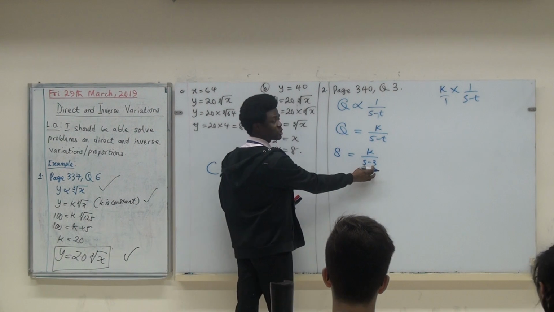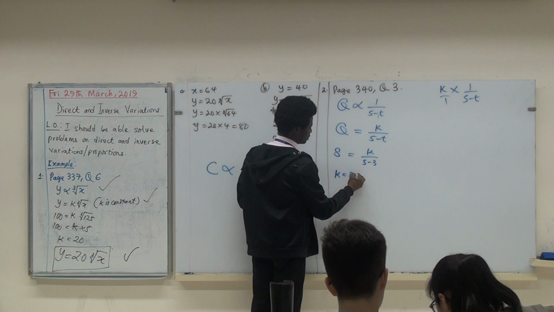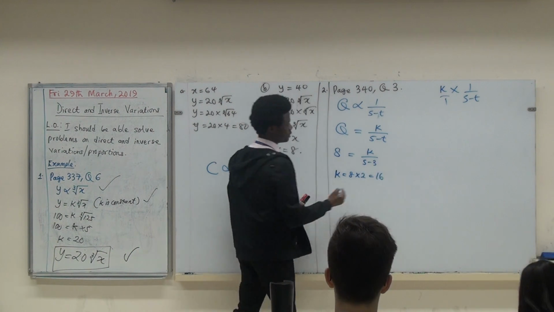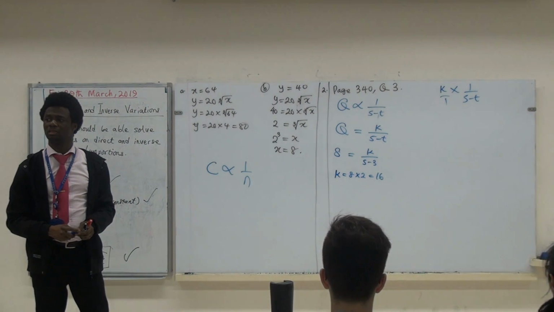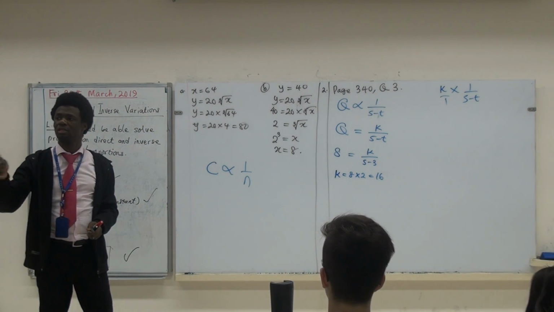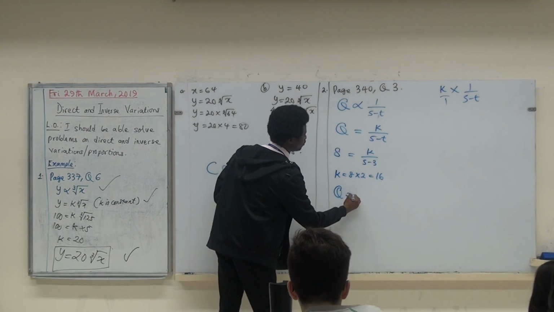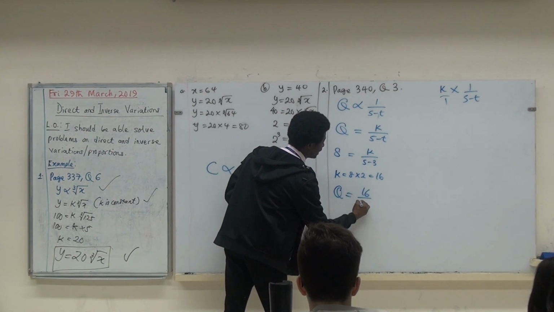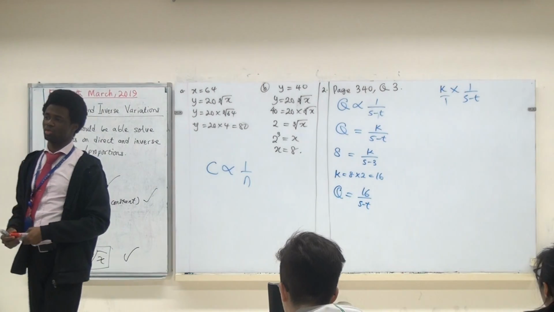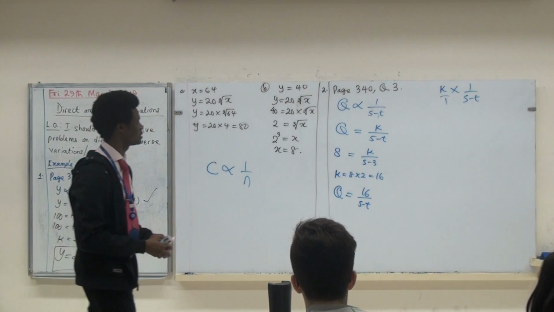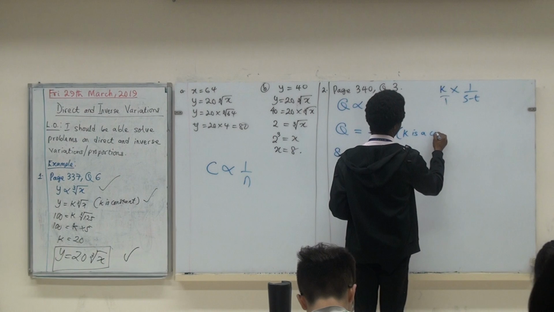3. So that gives 8 equals k over 2. Isn't 5 minus 3 equal to 2? Am I right? Yes. Did you get 16? Yeah. So if you put it back, the relationship is Q equals 16 divided by 5 minus t. And this is what you use to solve the next 2 questions. Can I ask you to finish that, please? Remember, k is a constant.